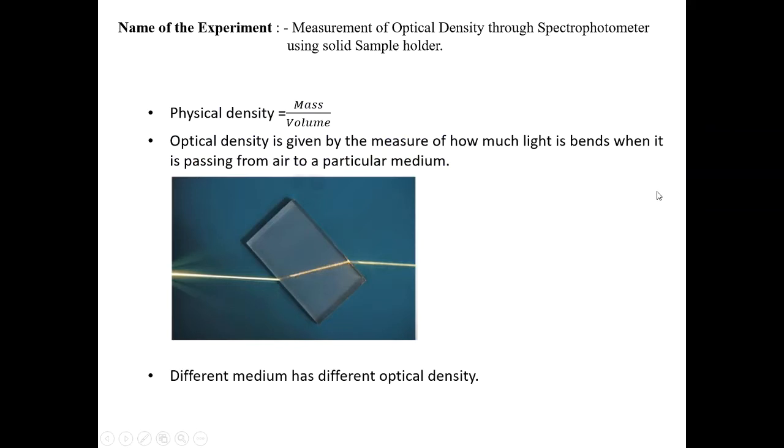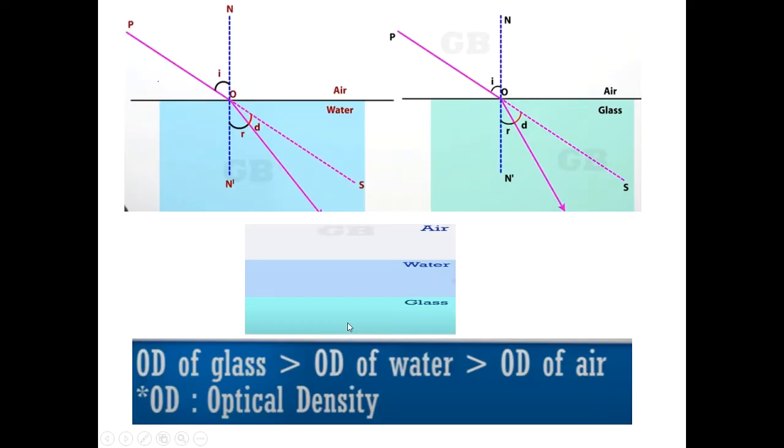Hello guys, today we are going to do the experiment named measurement of optical density through spectrophotometer using solid sample holder. Physical density is different from optical density, and physical density is given by mass by volume, but optical density is the measure of how much light is bent when it is passing from air to a particular medium. Different media have different optical density.